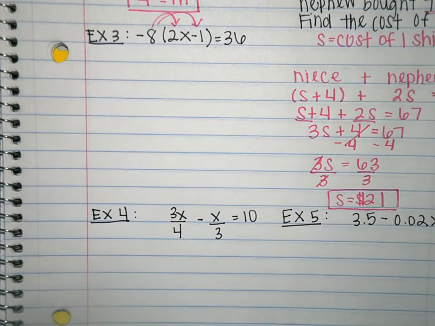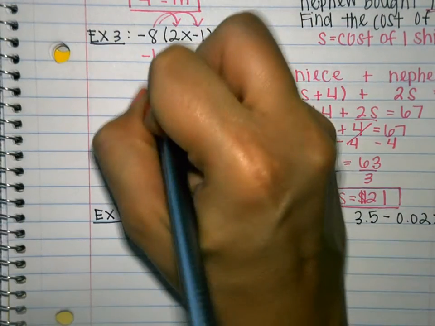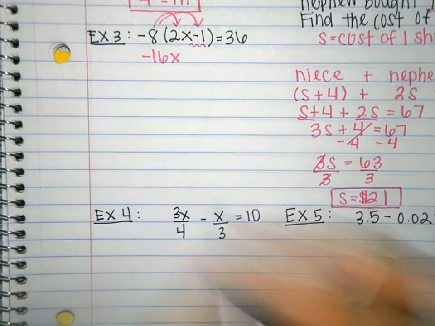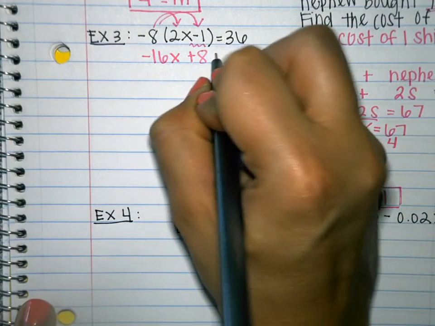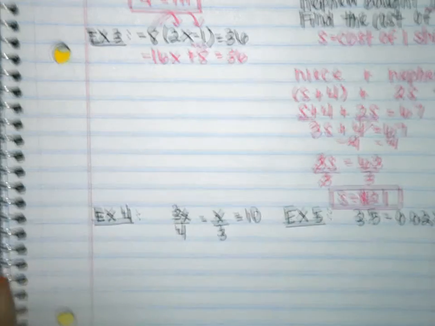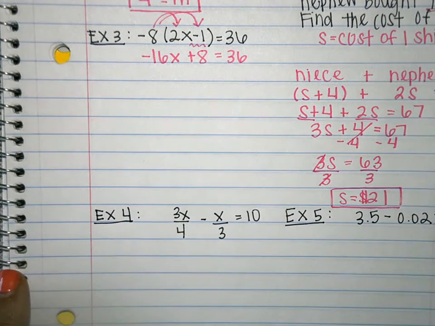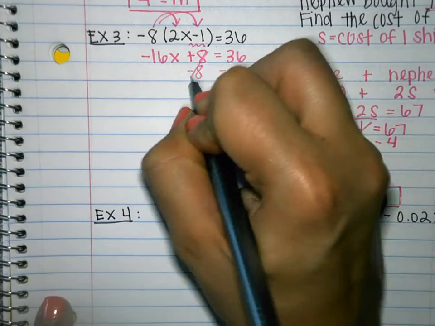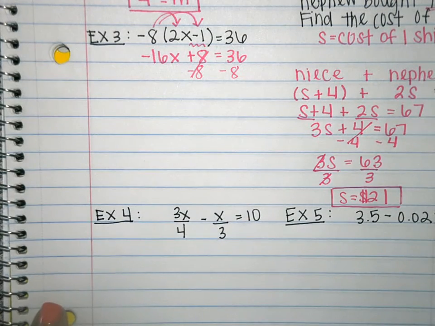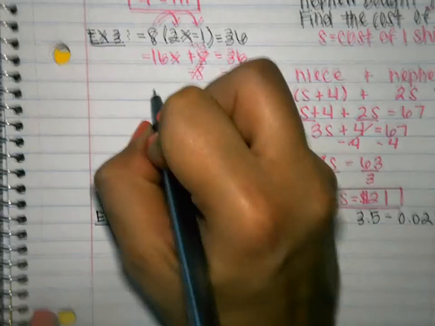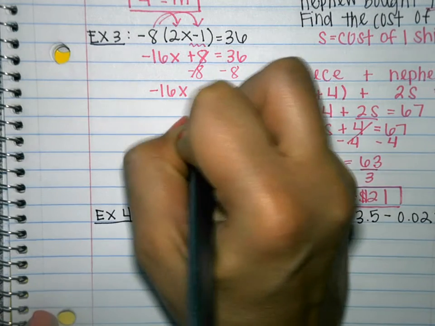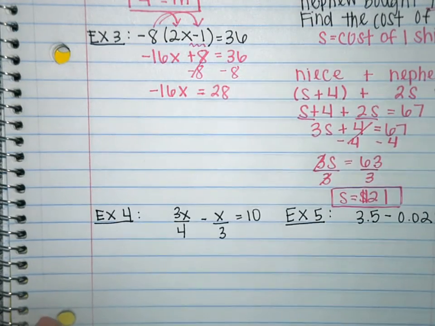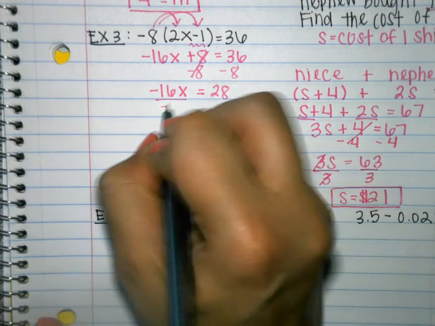Negative 8 times 2x gives me negative 16x. And negative 8 times negative 1 gives me plus 8 equals 36. Subtract 8 from both sides. So we get negative 16x equals 28. Divide both sides by negative 16.